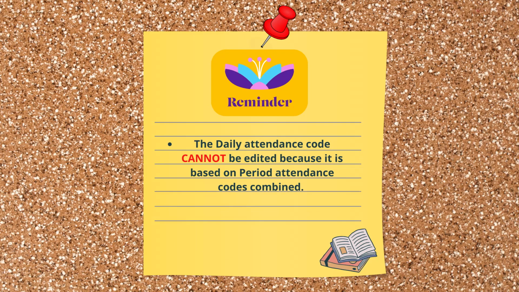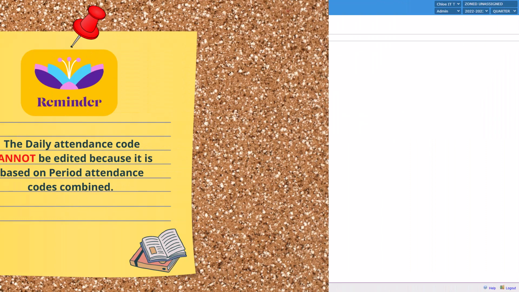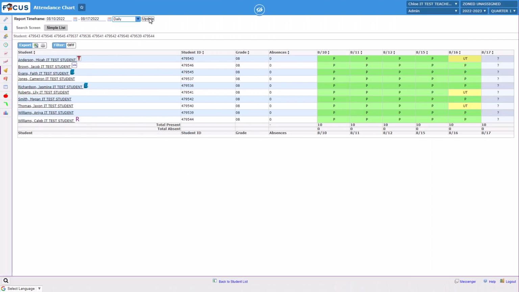Reminder, the daily attendance code cannot be edited because it is based on period attendance codes combined. The attendance chart will display the student's name, student ID, the student's grade level, the number of absences reported during the time frame selected, and the daily attendance code by day if daily was selected in your search criteria, or by period for each day if periods were selected in your search criteria.